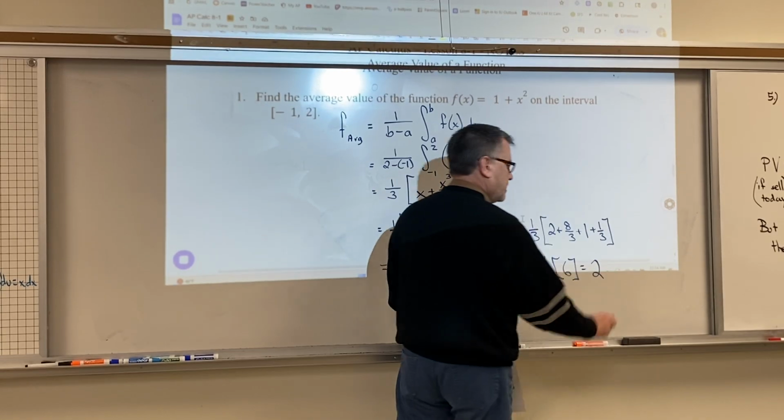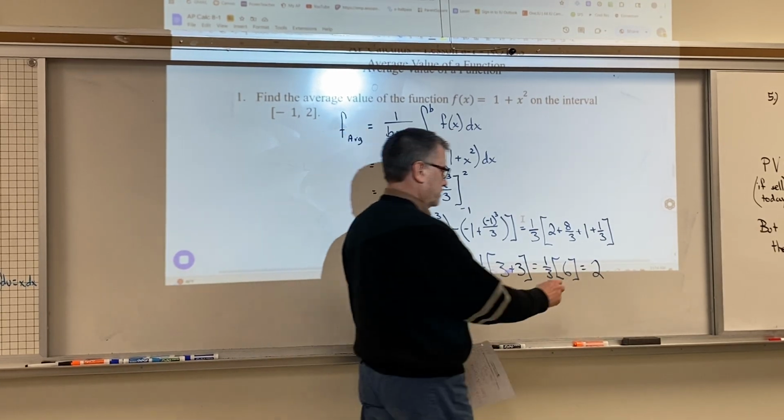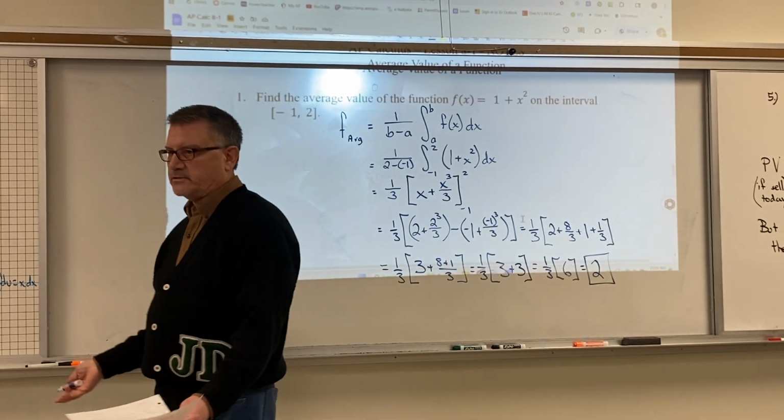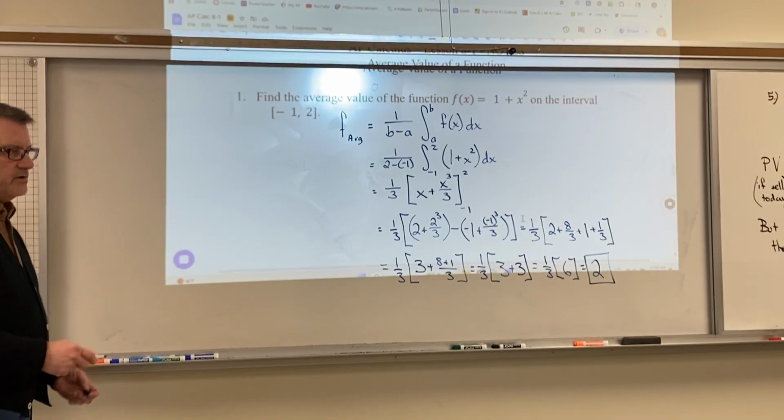That is the average value of the function. Sometimes it takes on a value higher, sometimes it takes on a value lower. But on average, that's what it is.